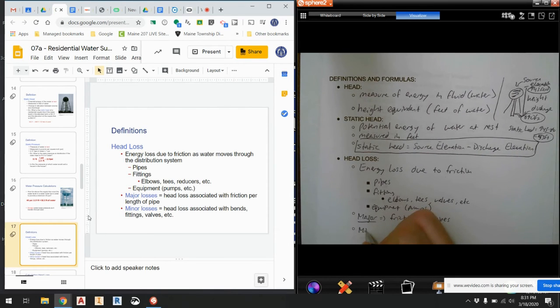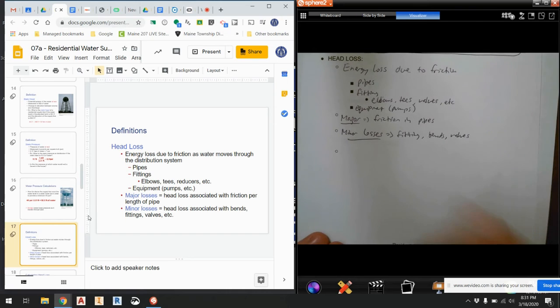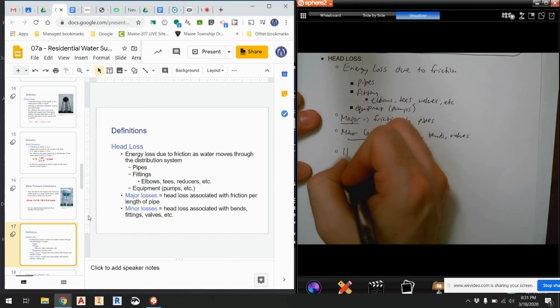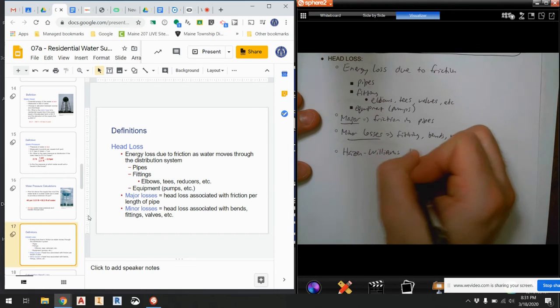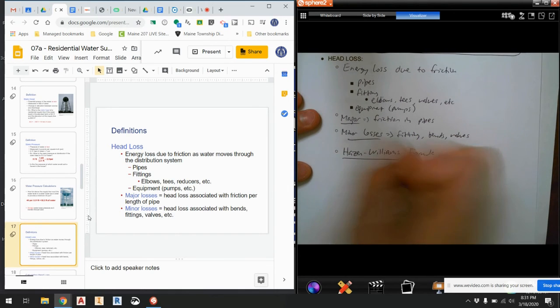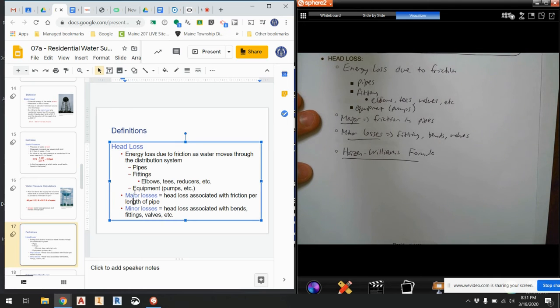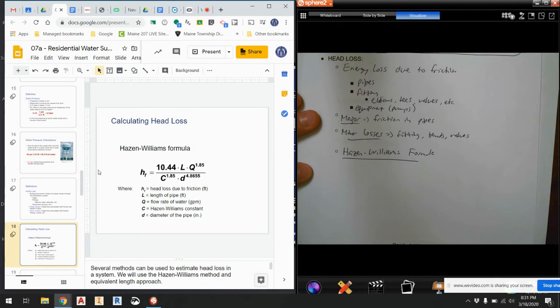All right, minor losses. Those are your fittings, your bends, and your valves. All right. The way in which we calculate head loss is this equation. It's going to be a really crazy looking equation, but it's the Hazen-Williams formula. All right. And when you see it, it might look a little strange to you. So it's this formula here.